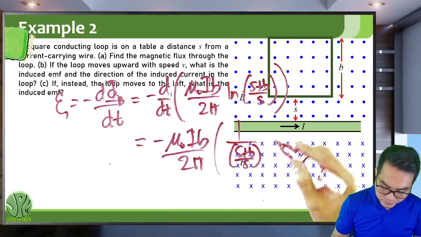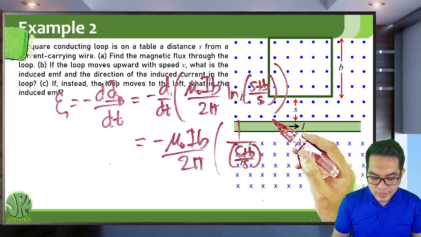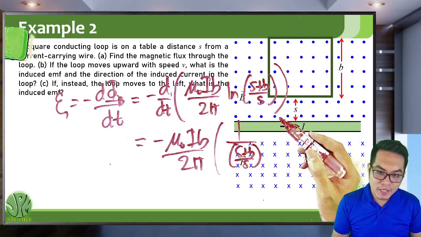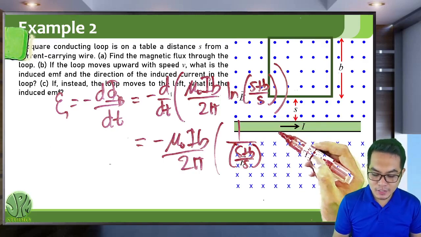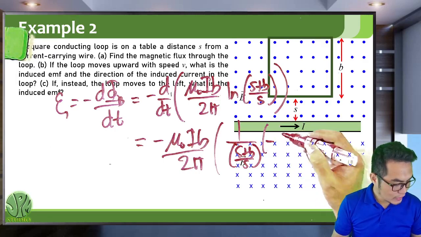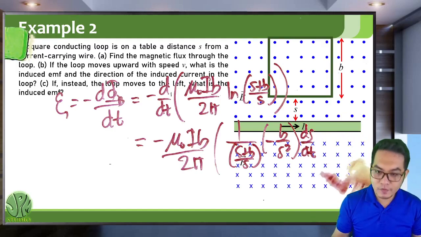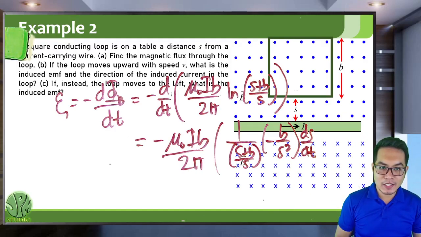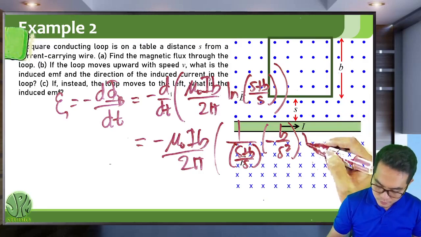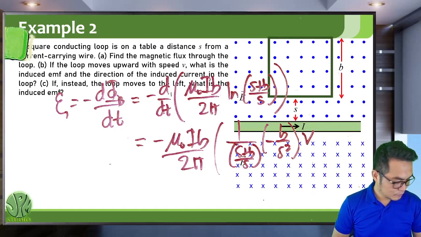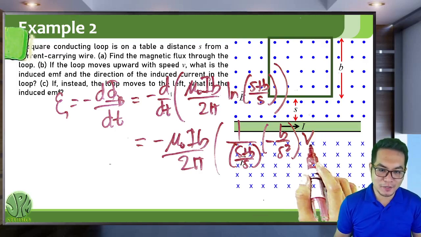Now (s plus b) over s is actually 1 plus b over s. So the derivative of 1 plus b over s is the derivative of b over s, and you will get negative b over s squared times ds dt, where ds dt is just the speed of the loop, v. So I just automatically change it to v.